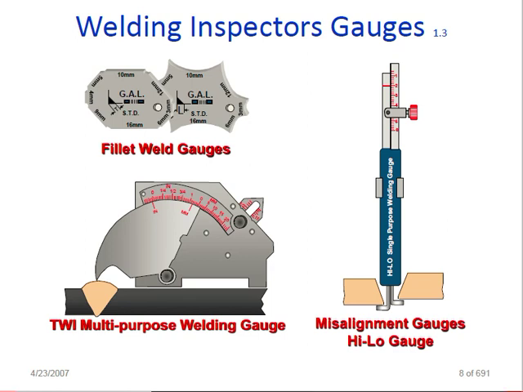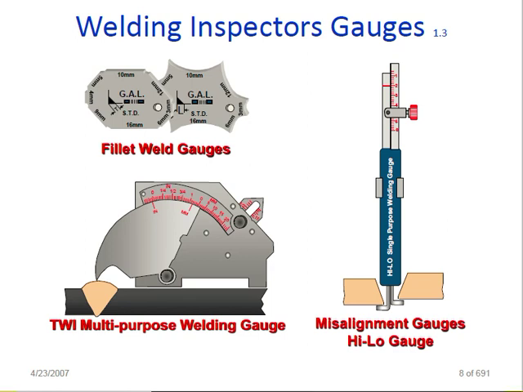Next one, I will do one video after this video, maybe tomorrow or the day after tomorrow, on how you can check with these three pieces of equipment directly on the weld. You see the fillet weld gauge, the TWI multi-purpose welding gauge, and the misalignment gauge, the high-low gauge. You can understand here the misalignment gauge shows how much the root is up or down.